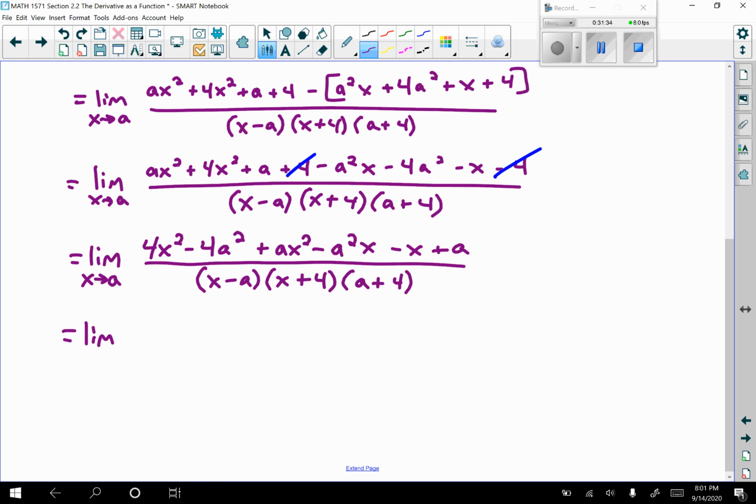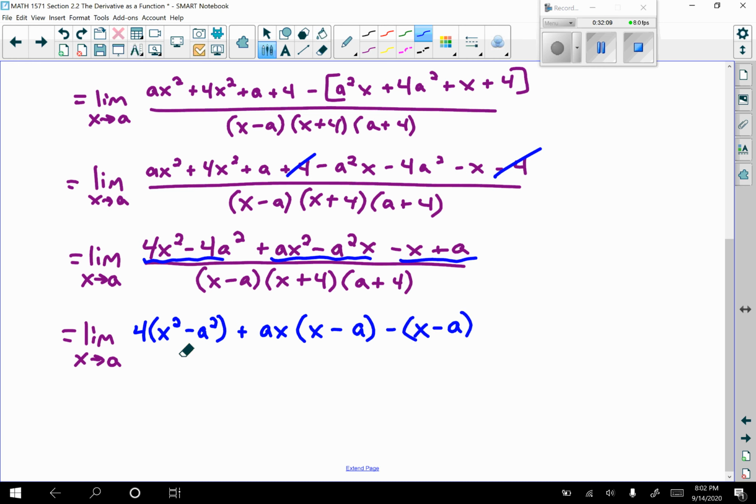All right, so now what I'm going to do is factor out the common factors here. This is called factoring by grouping. I group the first two terms together, then the middle two terms, and then the last two. In the first two terms I have a 4 in common. What's left is x squared minus a squared. In the middle two terms, I can factor out an ax. What's left is x minus a, so that's a good sign. That matches the x minus a below. And from my last two terms, I can factor out a negative. What that leaves me with is x minus a. So I'm very close.